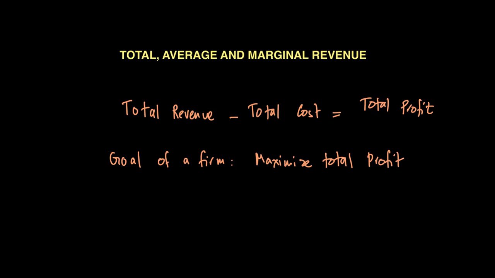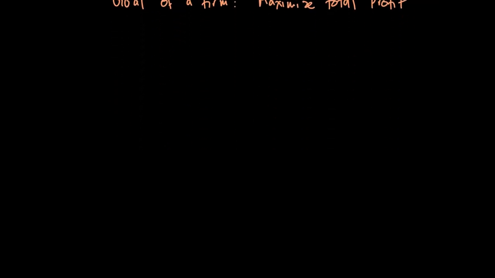So once we know our cost and revenue, we can then look into our profit and find out ways to maximize it. We distinguish three revenue concepts: total revenue, average revenue, and marginal revenue when we're discussing any firm. So let's start with total revenue.